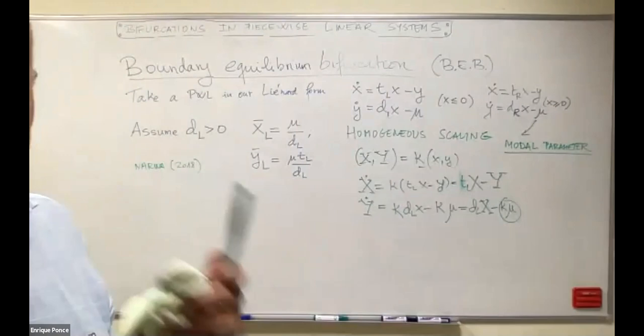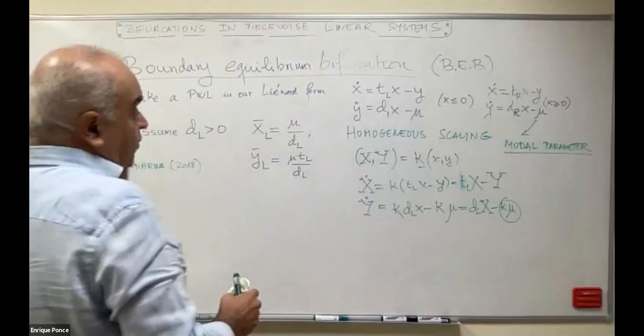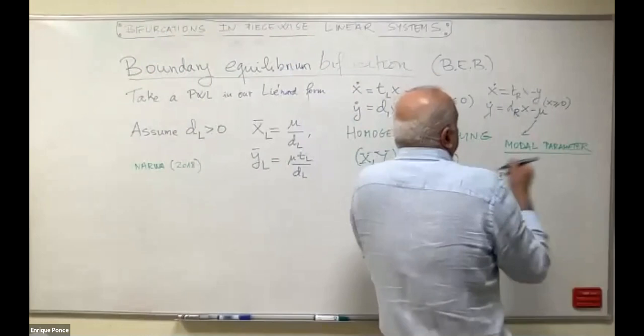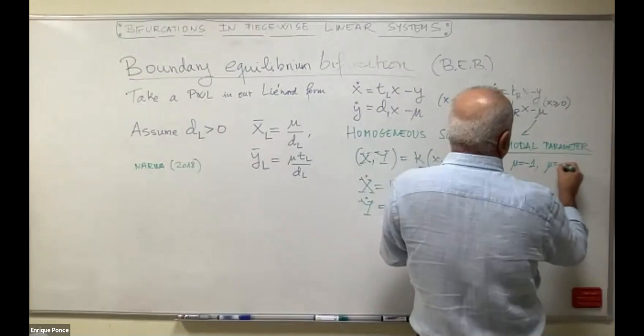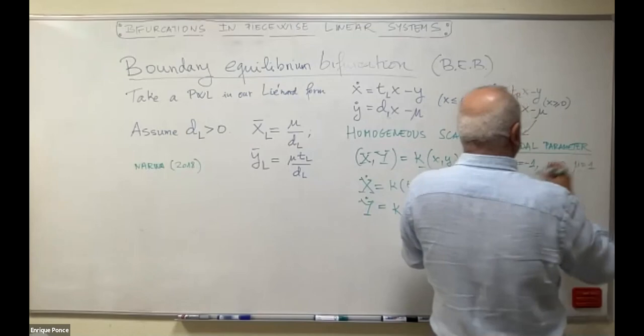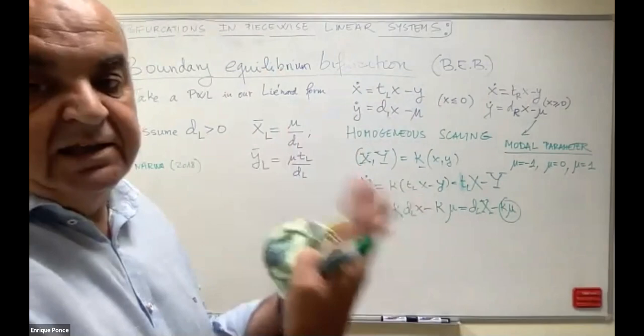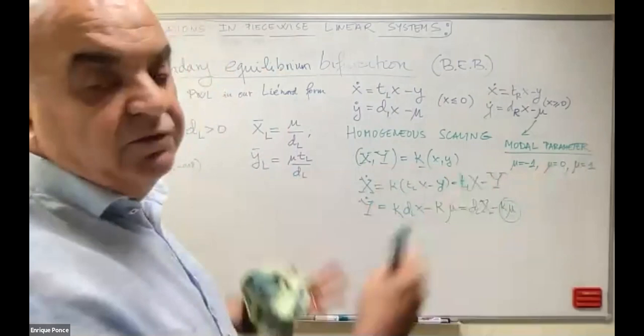So in fact, if you want to study this bifurcation, what you can do is to consider first mu equal to minus one, the situation mu equal to zero, and finally mu equal to one. And if you understand these three situations, you can imagine what happens in the continuous movement of the parameter mu.